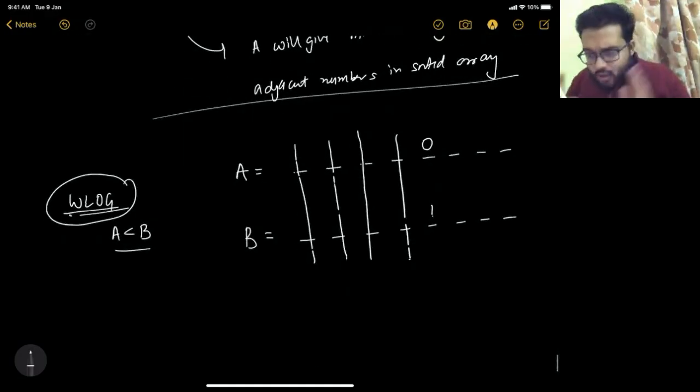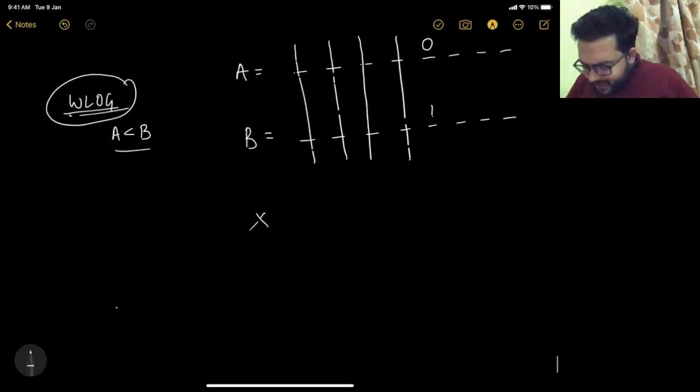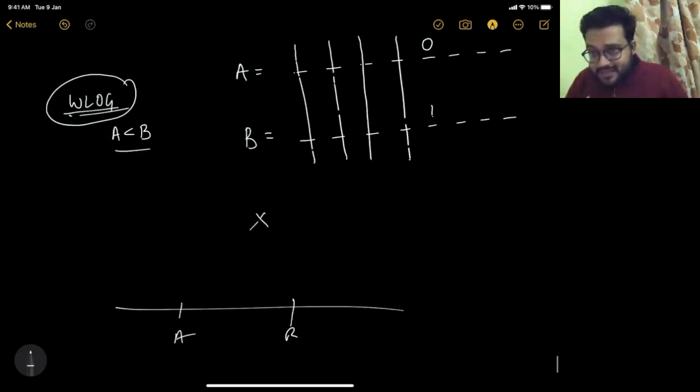Guys, does this make sense? Is anything making sense? So what I'm trying to do here, I have a claim that A can only give the minimum XOR with the near numbers, with the adjacent numbers. I am saying that no, let me try to disprove this.